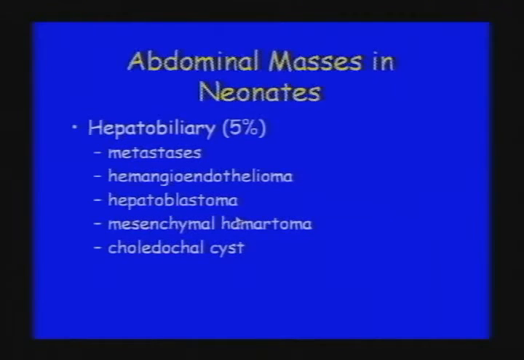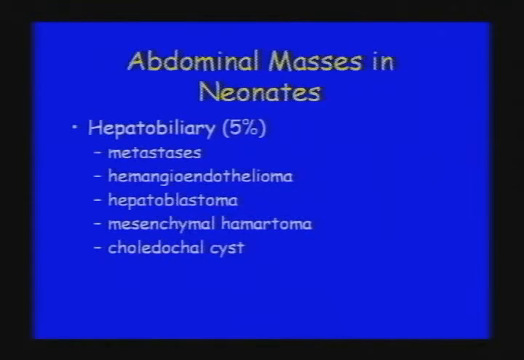Hepatobiliary masses are uncommon, only about 5% of abdominal masses in neonates. Metastases are the most common liver mass in children. So when you see a liver mass, always remember to think about metastases such as neuroblastoma or lymphoma. Hemangioendotheliomas are very common. They have elevated AFP levels, and they're vascular proliferative malformations that occur over the first 18 months of life, and then they regress.